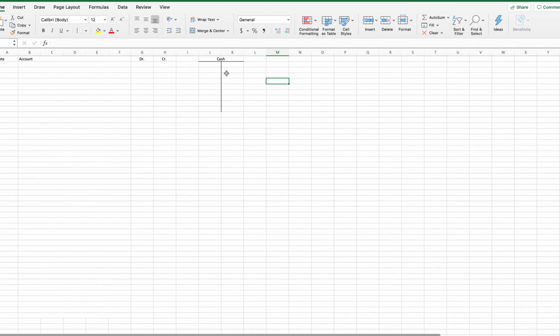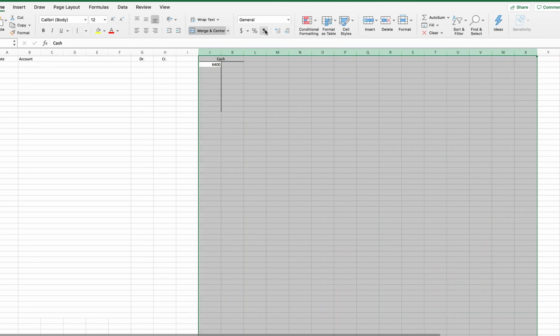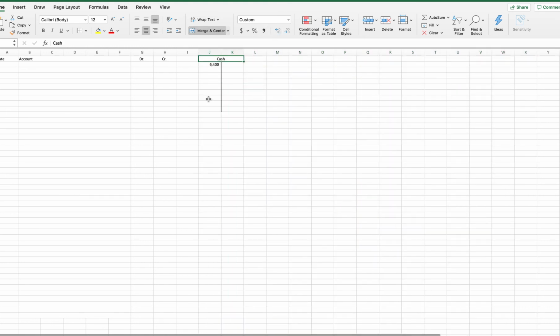So we have our cash. They tell us it has a balance of $6,400. And I'm just going to go ahead and format all these columns with the correct number format. Okay, so I did cash. Now remember from the video, we said that left side is the debit side, right side is the credit side. Okay, so why in the world did I debit cash? Well, cash is an asset. Assets increase with the debit, decrease with the credit. Debit is the normal balance side for cash, okay?